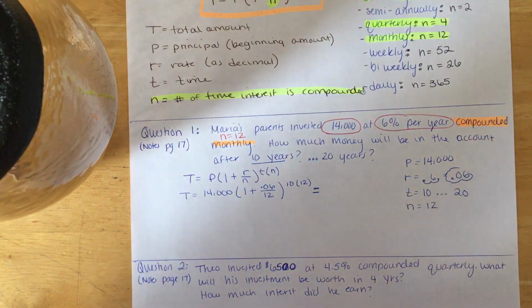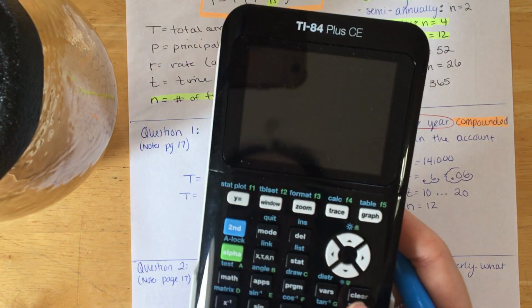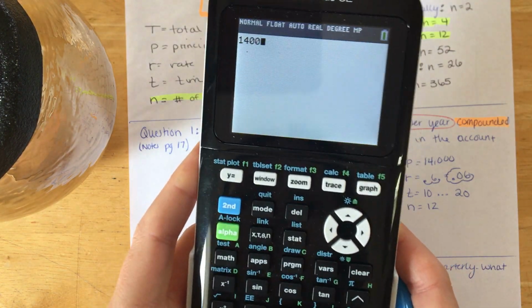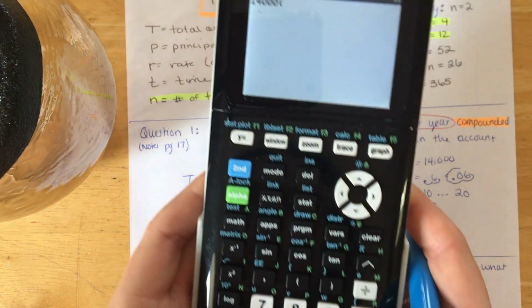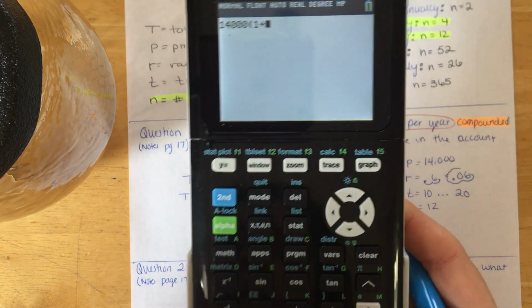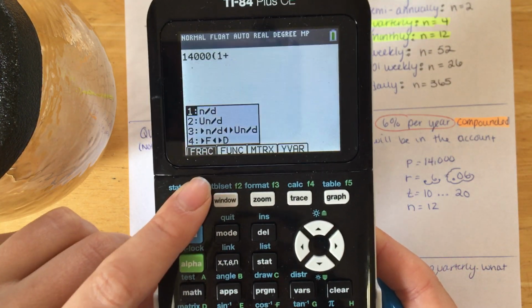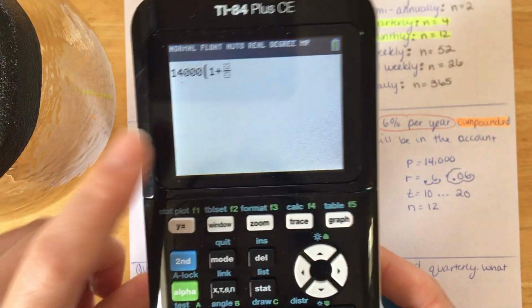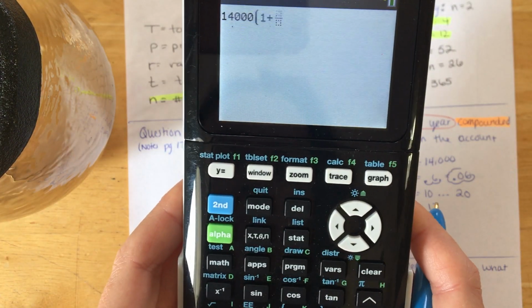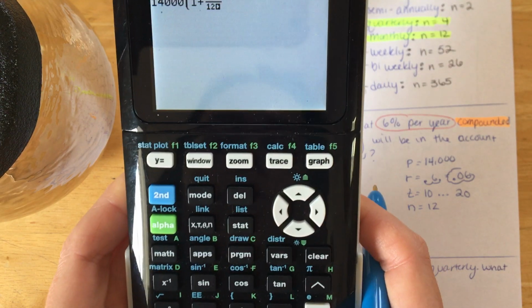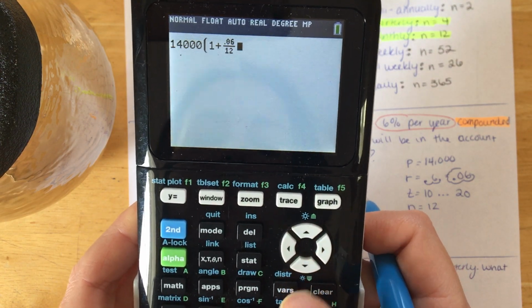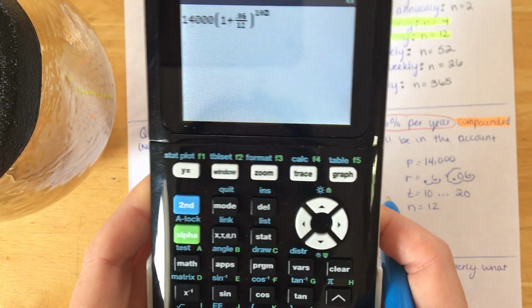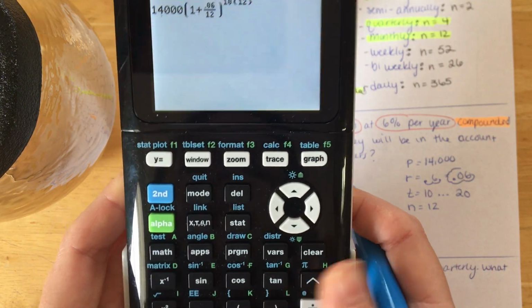So be really careful when you put this in your calculator. I'm going to show you how I want you to do that. You put in 14,000 parentheses 1 plus. Now if you have the ability to do alpha y equals and go numerator denominator, I want you to put in 0.06 over 12 and then close the parentheses and raise it to the 10 times 12.